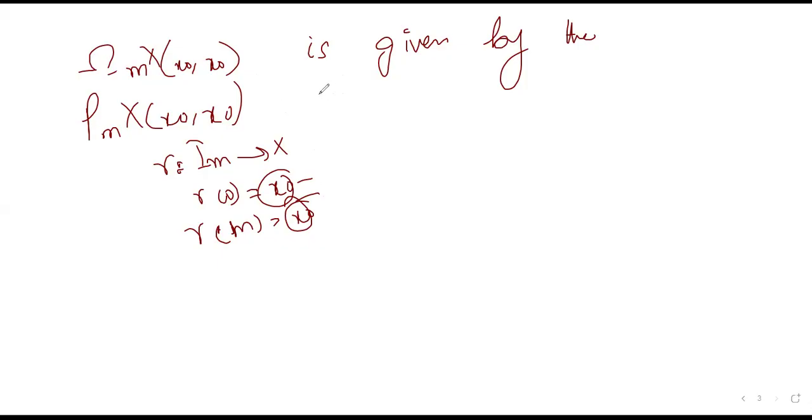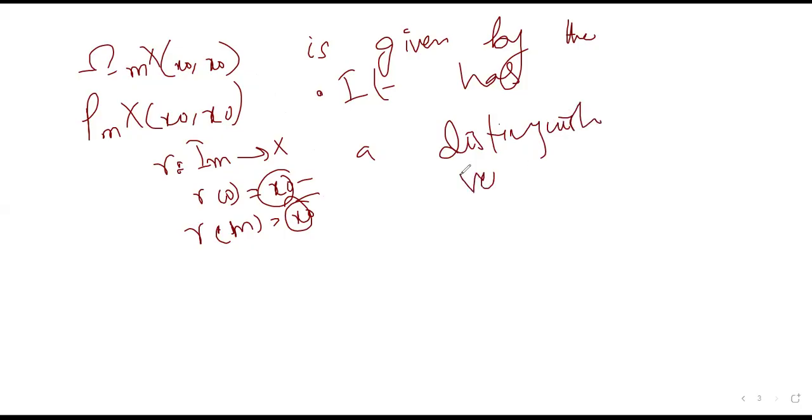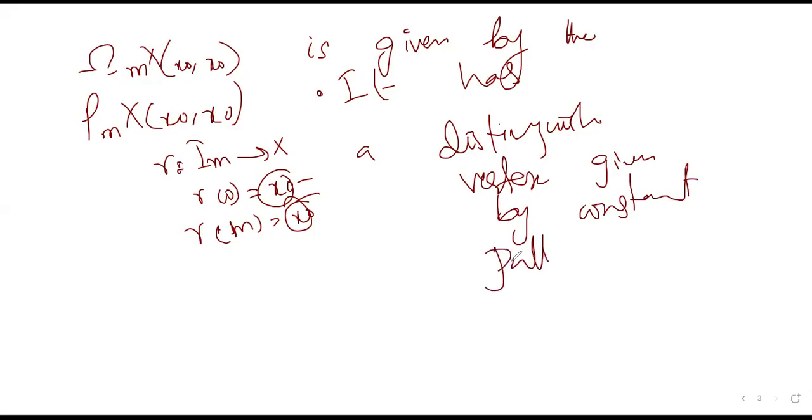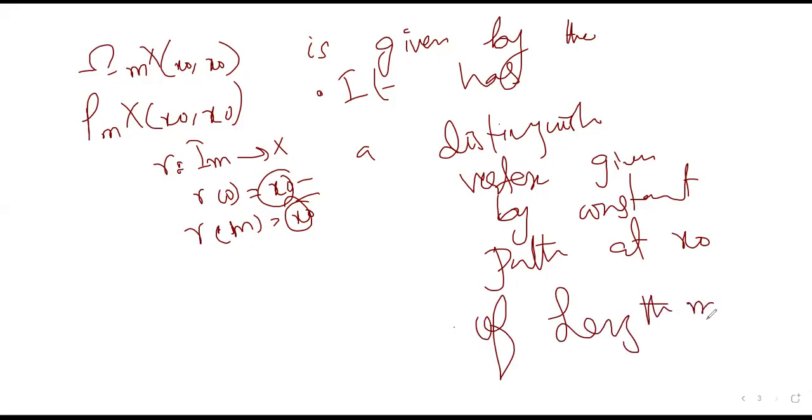It has a distinguished vertex, given by the constant path at x naught of length m.